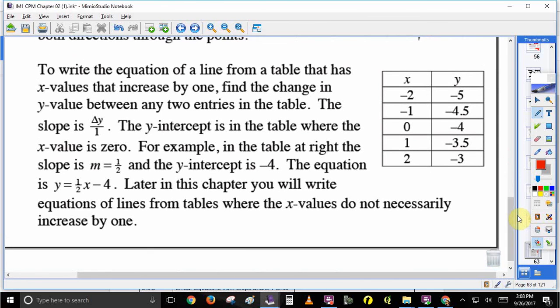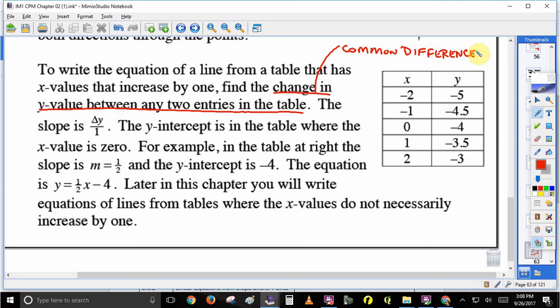To write an equation of a line from a table that has x values that increase by 1, you're going to find the change in the y values between two entries in the table. This is also called the common difference. Difference, remember, being the math word for subtraction, and common meaning something that they have in common.